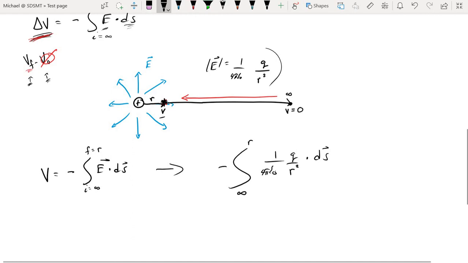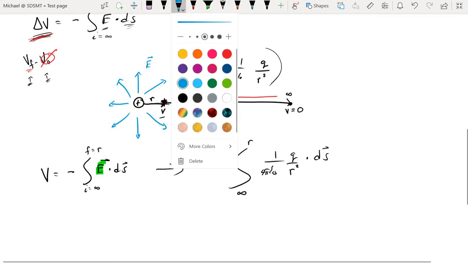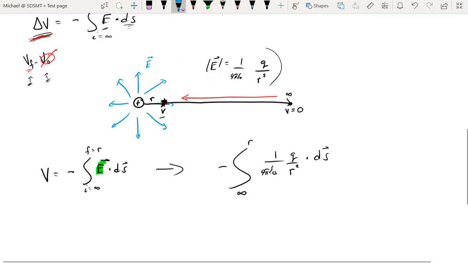Let's take care of that dot product right now. Our electric field vector is pointing radially outward. So our electric field is pointing, with respect to the point in space where we're trying to measure stuff, to the right. But our displacement vector, as we move back into the system, is moving in a direction that is opposite of that.